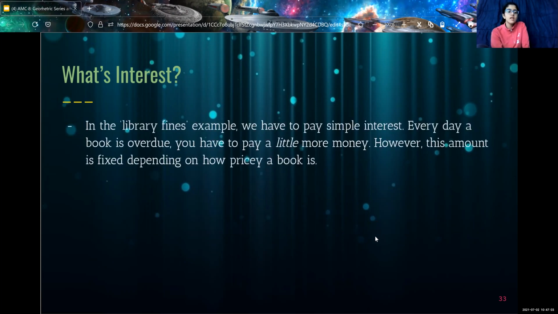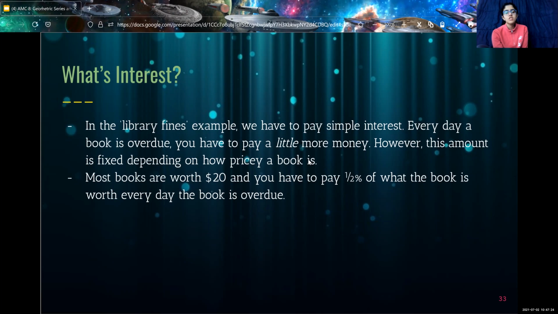So in the library fines example, you have to pay simple interest. Every day a book is overdue, you have to pay a set amount of money, and you have to pay a little more, right? How much you owe to the library will increase every day, right? This amount is fixed depending on how pricey a book is.